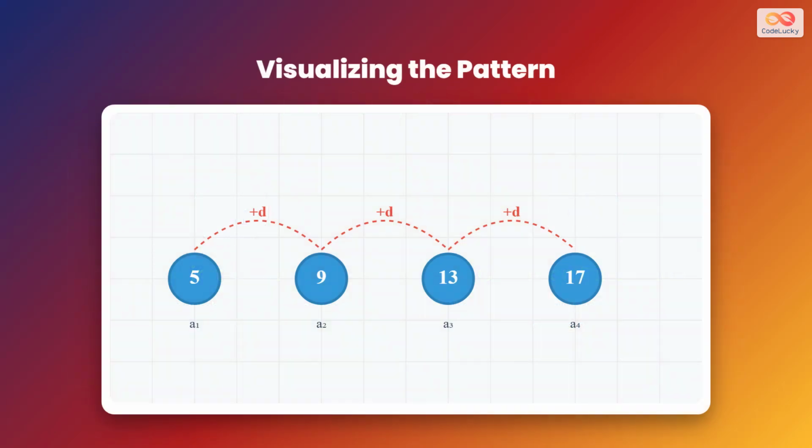Let's visualize how this works. If we start at 5 and our difference is 4, we jump to 9, then 13, and then 17. Each step represents adding the common difference. To move from the first term to the second, we add d once. To get to the third term, we add it twice.